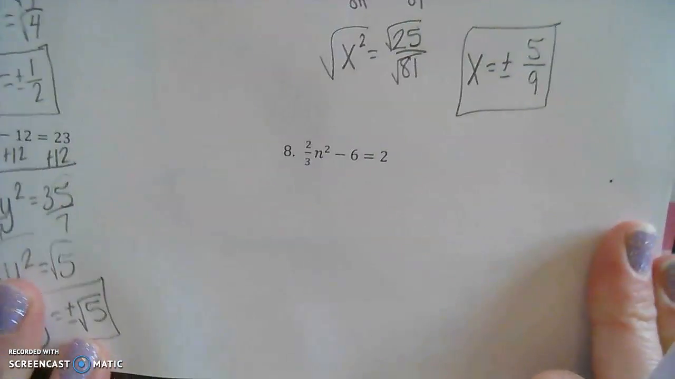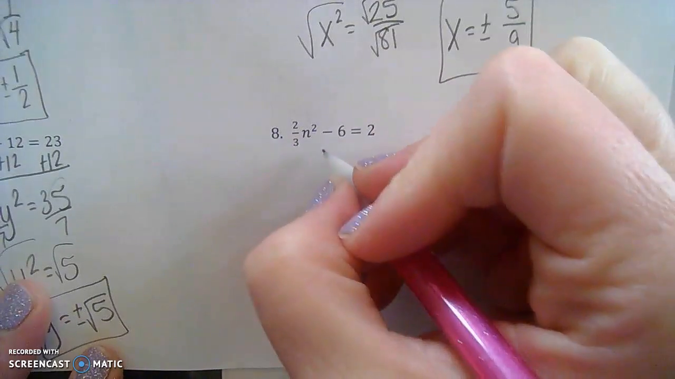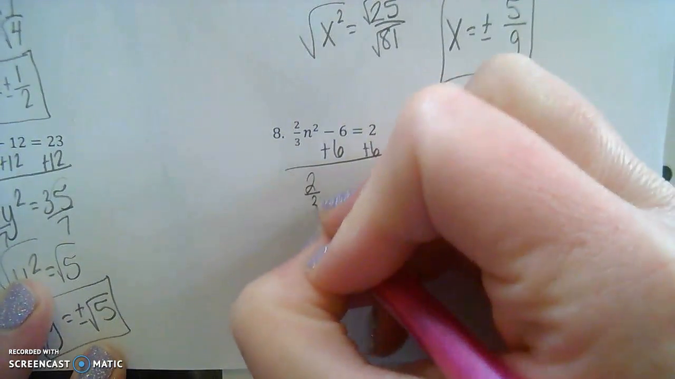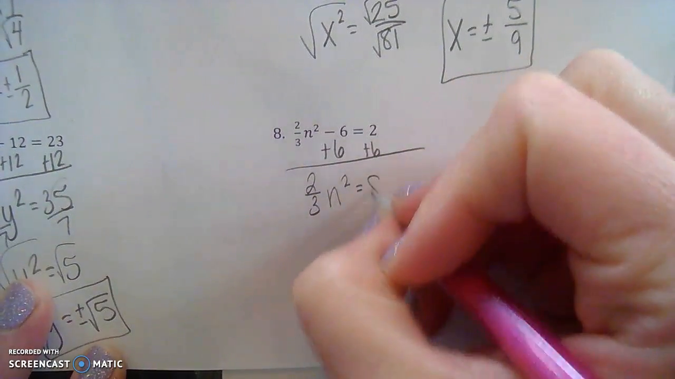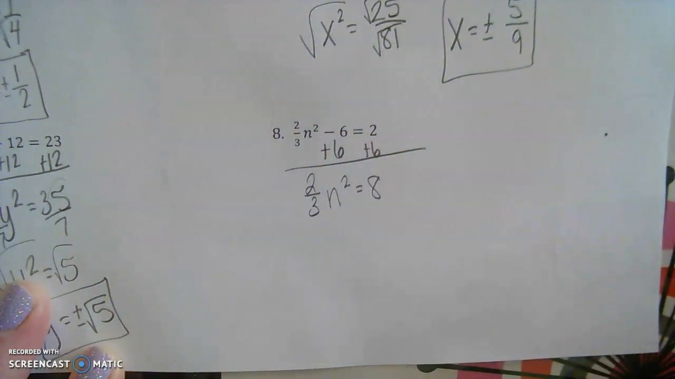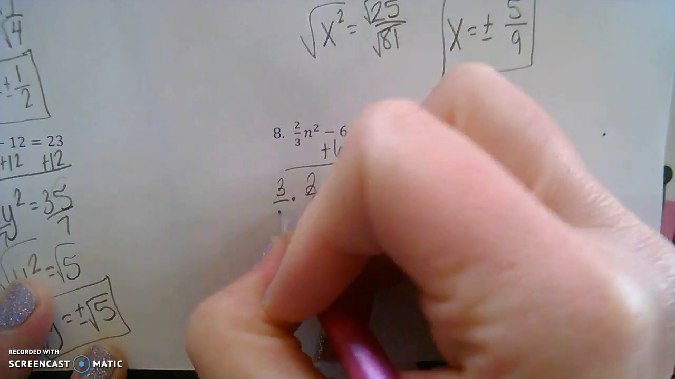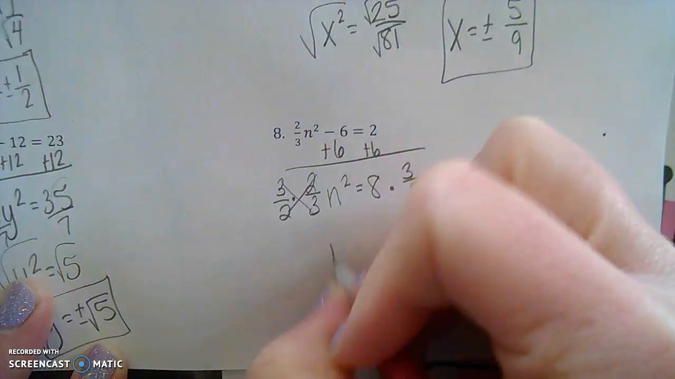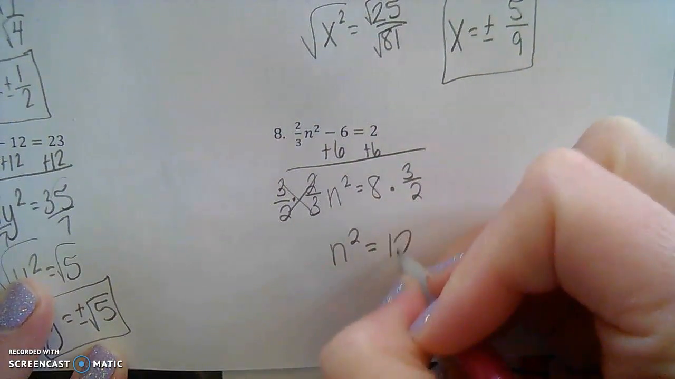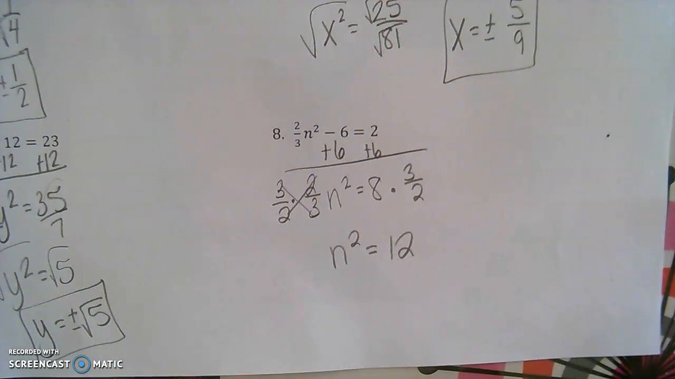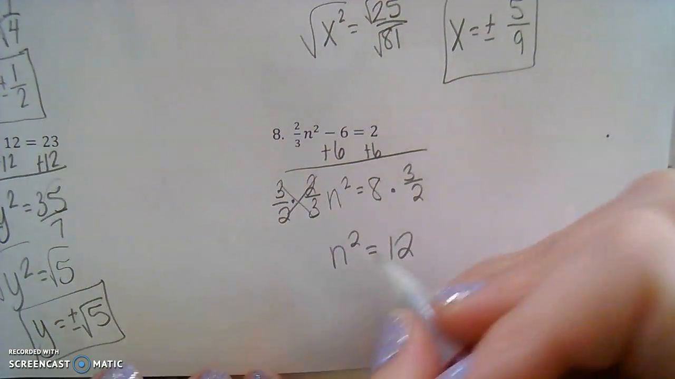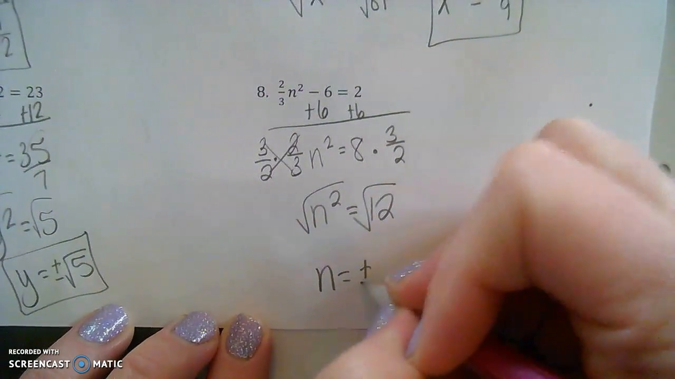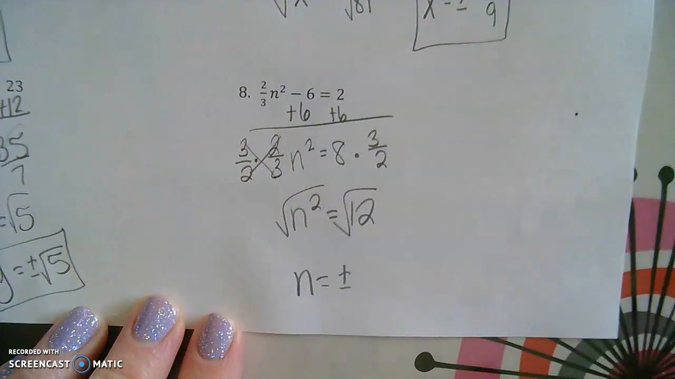All right, and the last one is probably the one that requires the most work. Add 6 to both sides. 2/3 n squared is equal to 8. Again, multiply by the reciprocal, so times 3 over 2. N squared is equal to 12. 8 times 3 over 2 is 12. So now I take the square root of both sides. N equals, I like to put my plus and minus down right away so I don't forget.